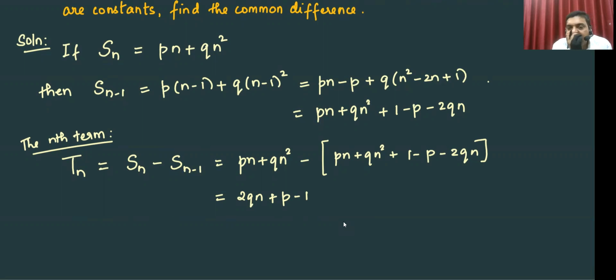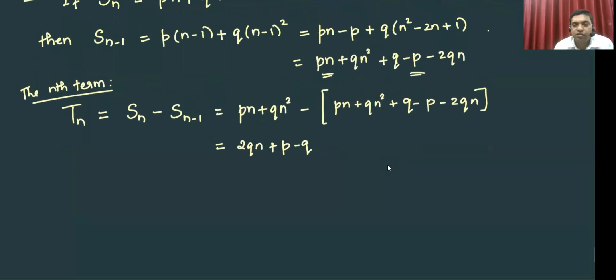Did I make a mistake? I made some mistake. This is not 1, this is Q. This is Qn square. So Pn is there, minus P is there, Qn square minus 2Qn plus Q. This should be Q. Okay. Now I got the nth term.